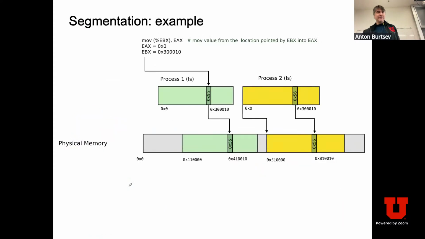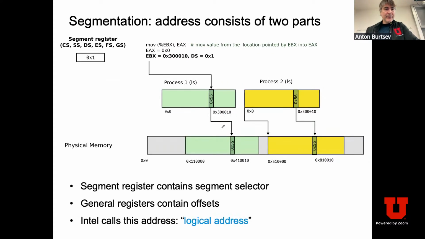So, a more concrete example. We have physical memory. It starts from 0 and goes to some max address. We have an instruction. I'm using AT&T assembly here. It loads from the location in memory pointed to by the EBX register into the EAX register. EAX is currently 0. EBX is this value, and we have the value 55 stored in memory. Normally, this address would go directly to physical memory, but here the operating system maintains a table.